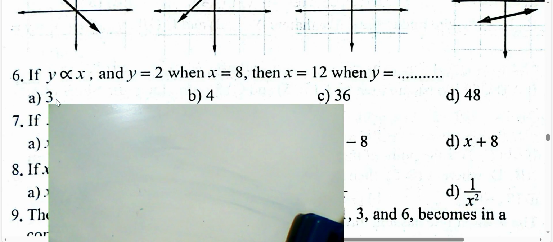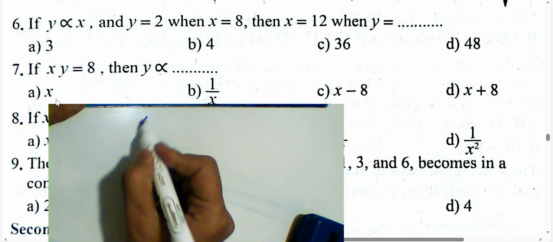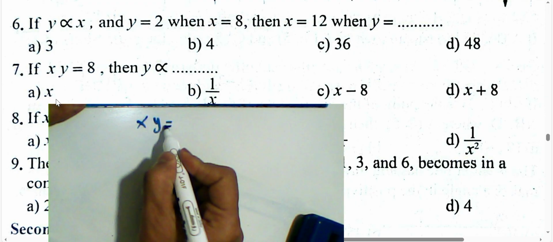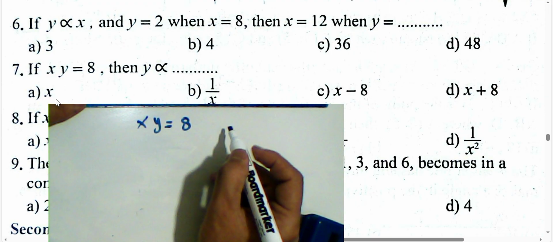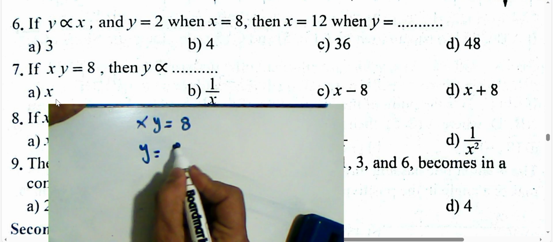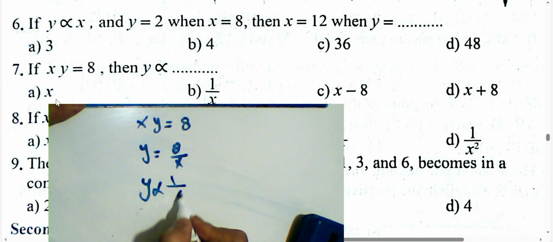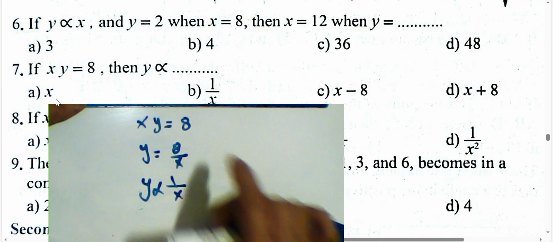Next question. If x times y equals 8, then y varies directly with what? We can write y equals 8 over x. Then y varies directly with 1 over x. Direct variation with 1 over x. Choose letter B.